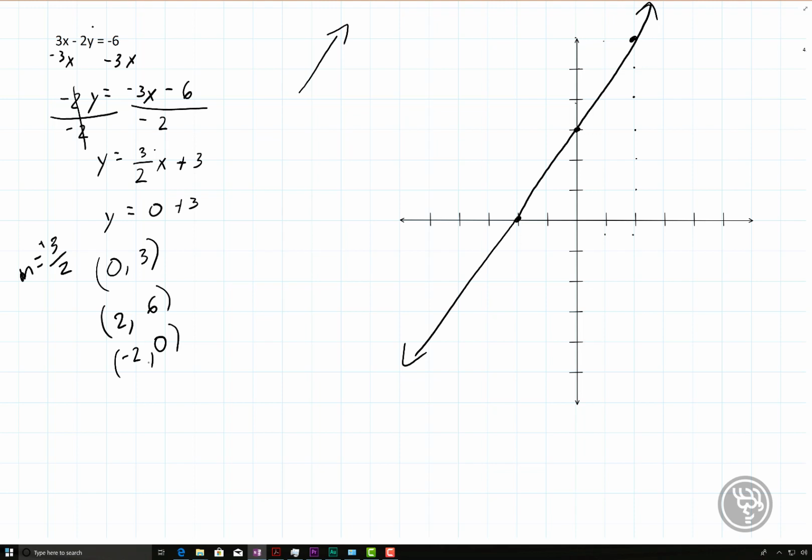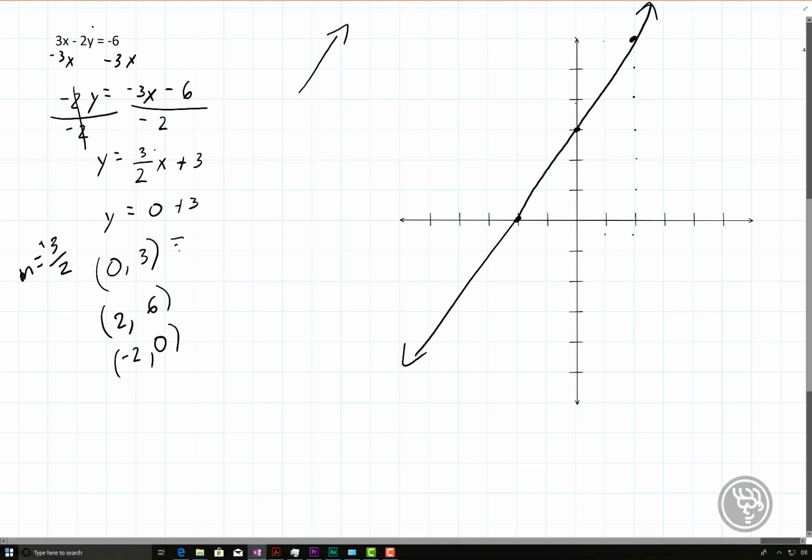Now let's see if that's accurate. Let's see if that's true. For this one, if we plug these in, that means 3 times 0, minus 2 times 3 is equal to negative 6. Well, we know this goes away, and negative 2 times 3 is minus 6, equal to minus 6. So that's true. My next equation over here, we're going to have 3 times 2 minus 2 times 6 is equal to negative 6. Well, is that true? Let's find out.